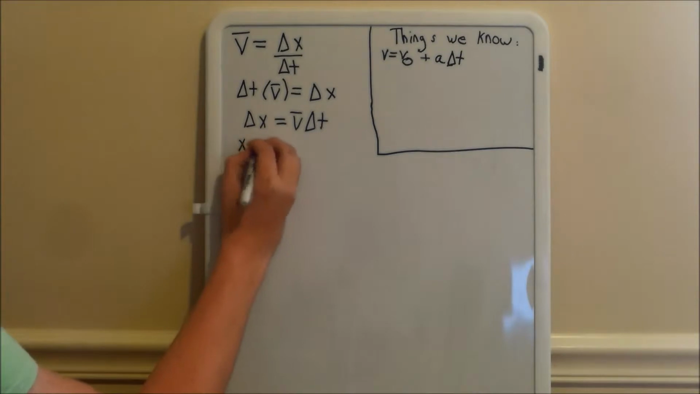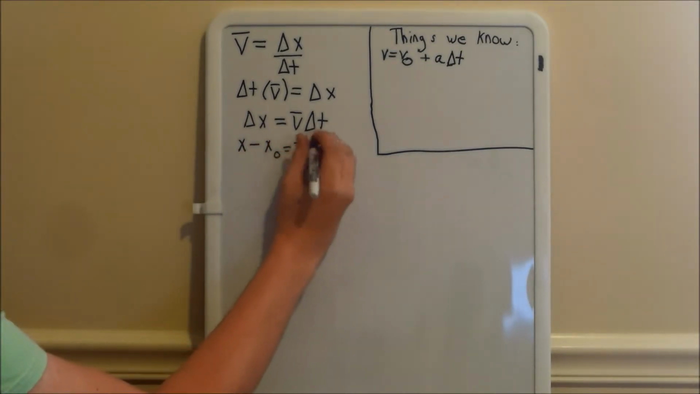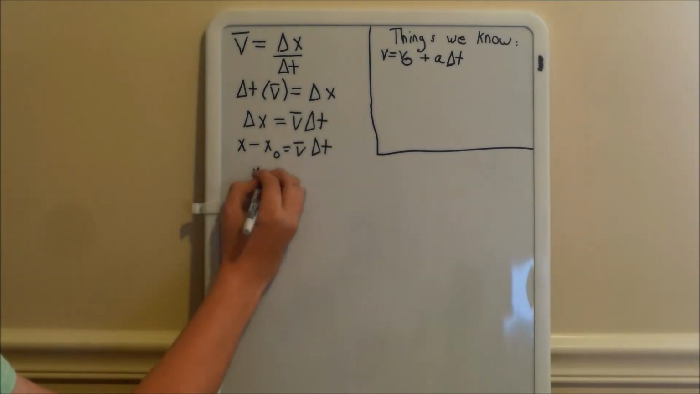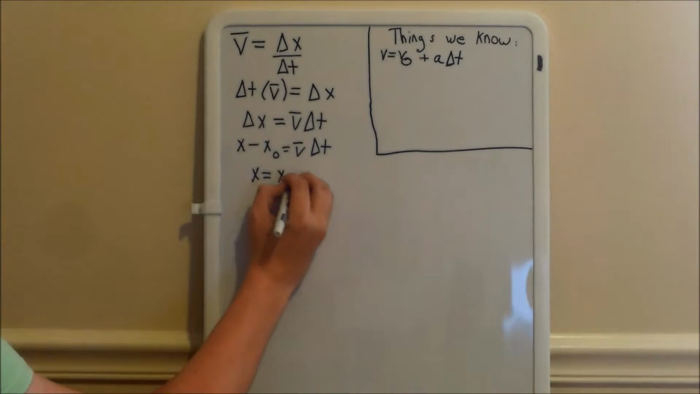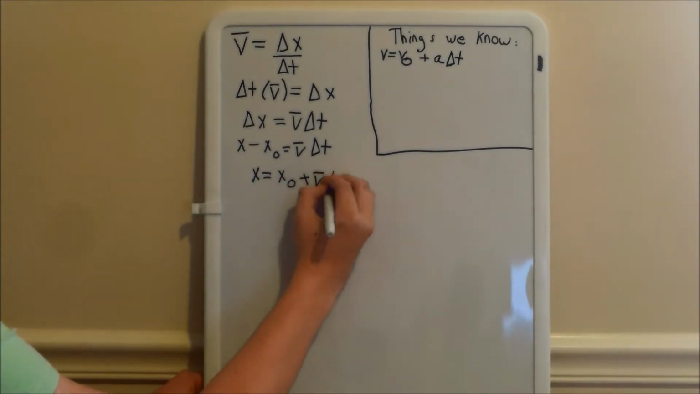Then I rewrite change in distance as x minus x initial and set it equal to average velocity times the change in time. Finally, I end up with the equation x equals x initial plus average velocity times change in time.